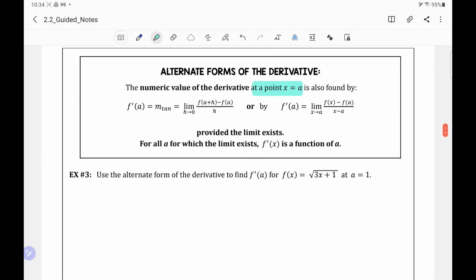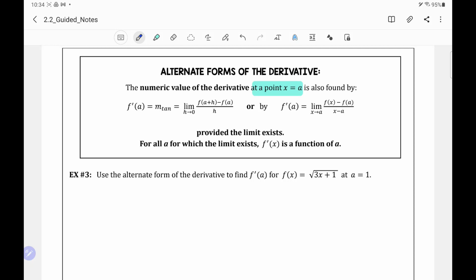Use the alternate form of the derivative to find f prime of a for f of x equals square root of 3x plus 1 at a equals 1. But do notice that's the key. It's at a specific point. It says the numeric value of the derivative at a point x equals a. That is like a qualification. We can't just use this formula anytime we feel like. We're using it because we're at a specific point.